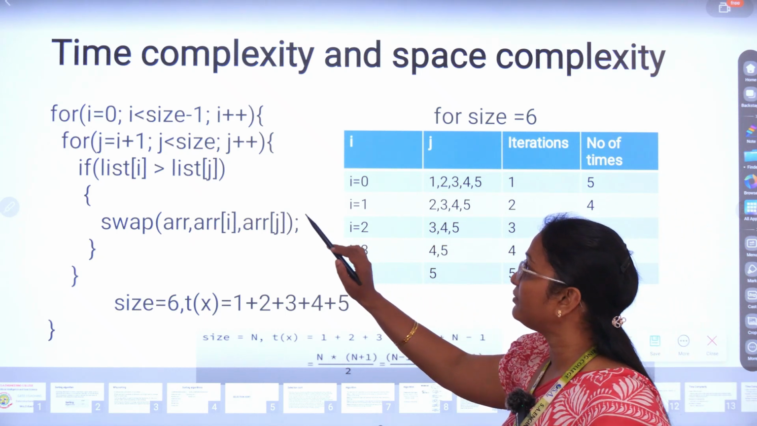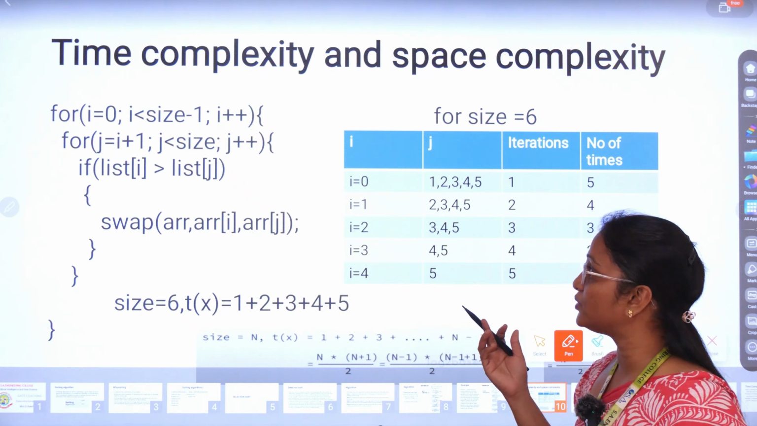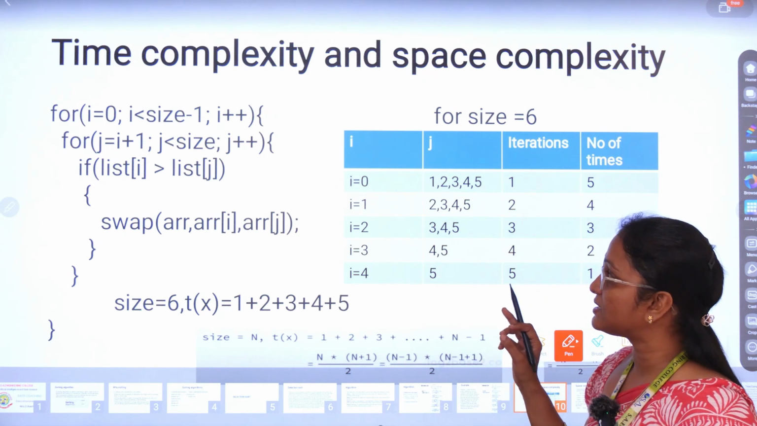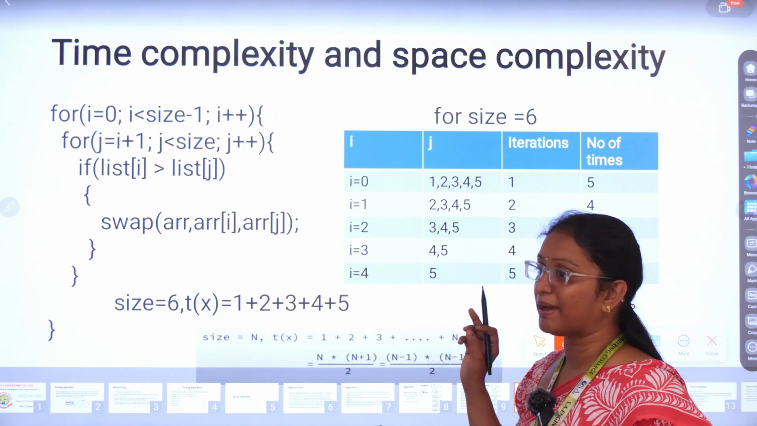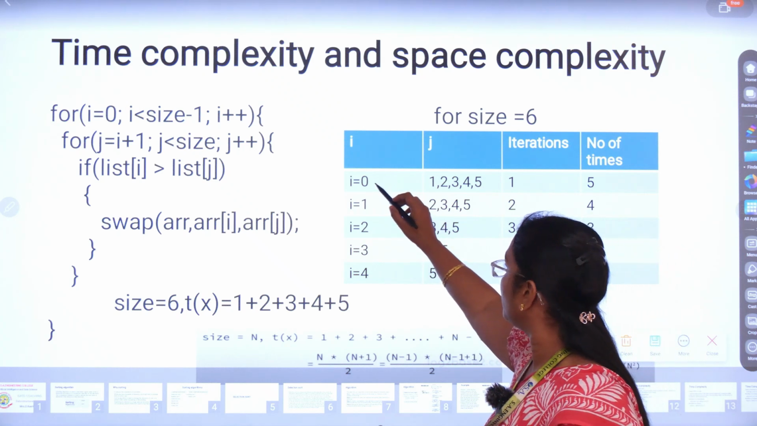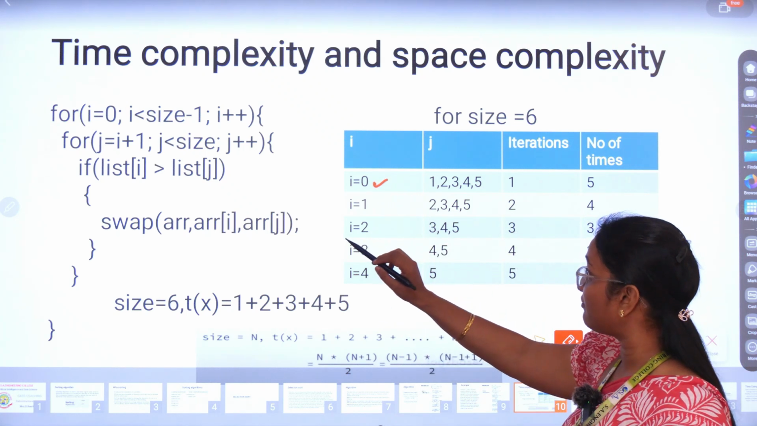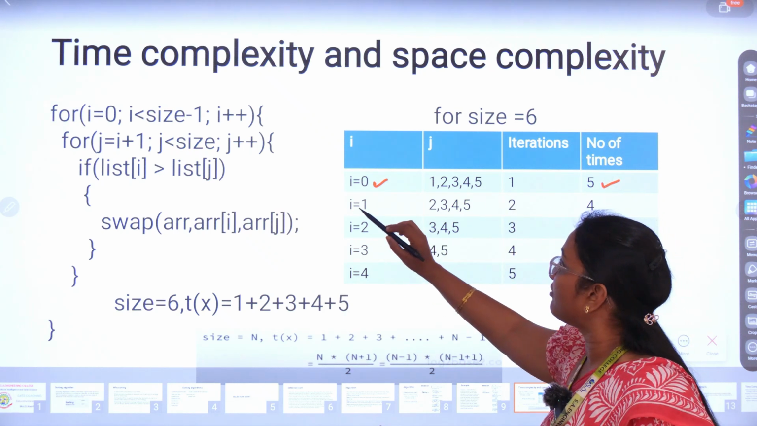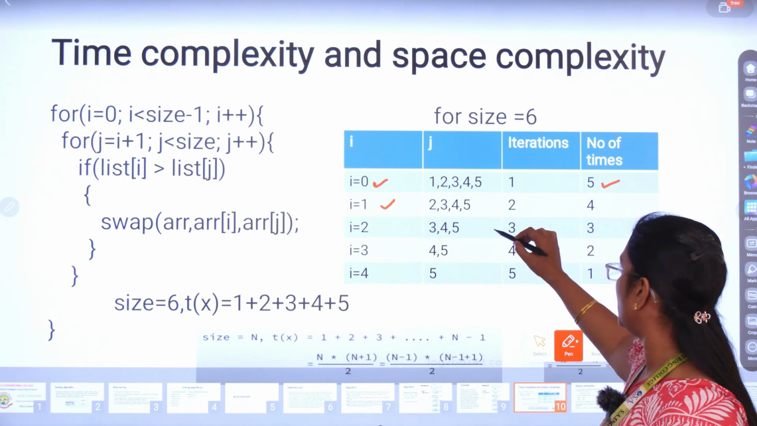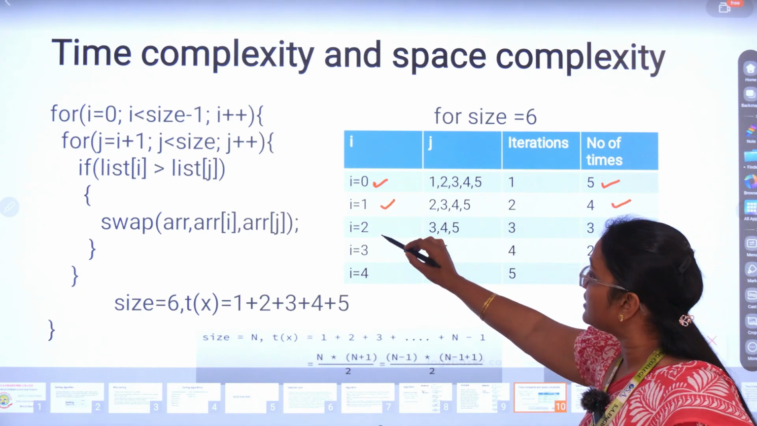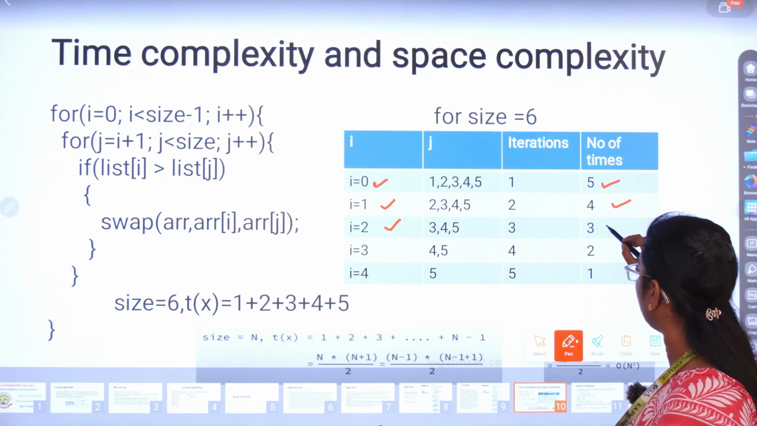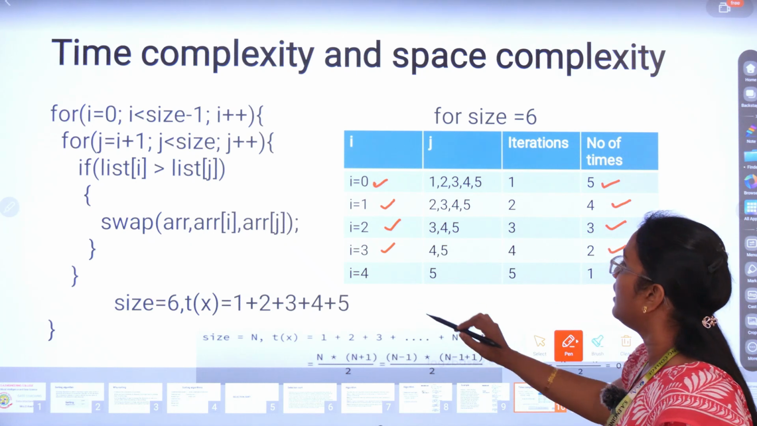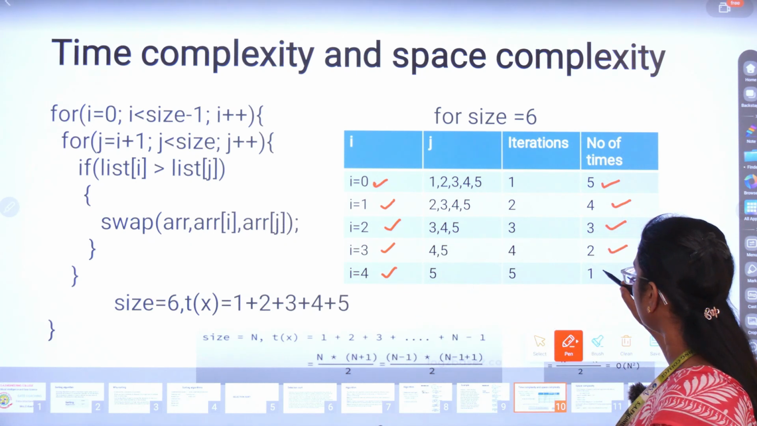Here we calculate by using two for loops, one for i and one for j. i is the selected element and j is the comparison element. For i equal to 0, the inner loop iterates up to 5 times. If i is equal to 1, the inner loop iterates 4 times. If i is equal to 2, the inner loop iterates 3 times. If i is equal to 3, the inner loop iterates 2 times. If i is equal to 4, the inner loop iterates 1 time.